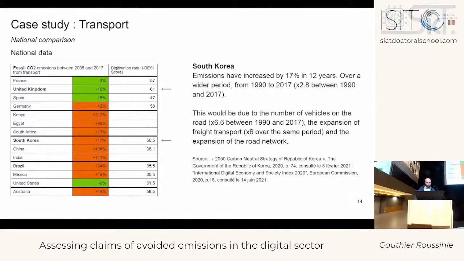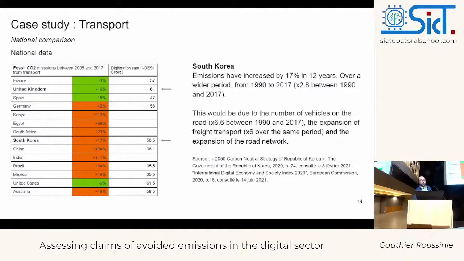There is not. But I was curious about two countries: South Korea, which is normally like a lab for digitalization, very in advance and so on, and also the United Kingdom, because there is a huge decrease in the CO2 emission in the part I was studying. So maybe there's something happening there that could be used to understand the effect of digitalization.